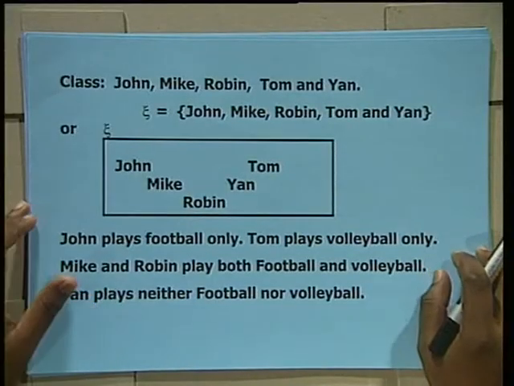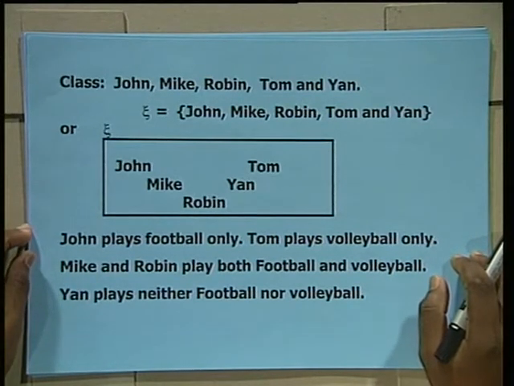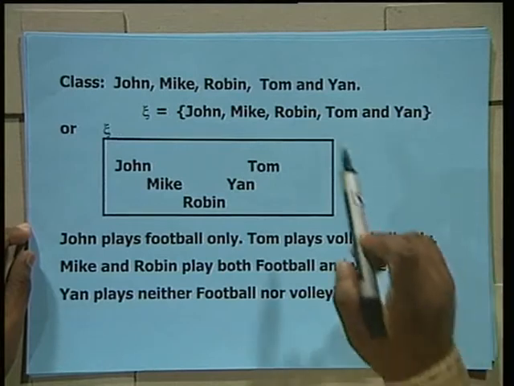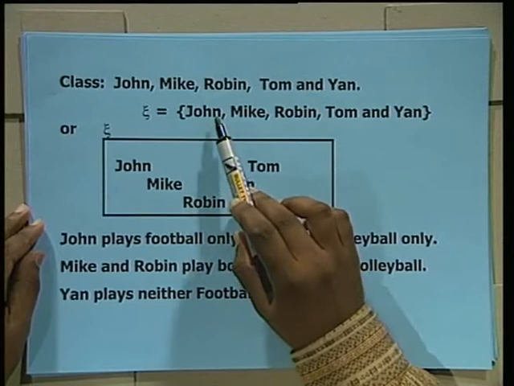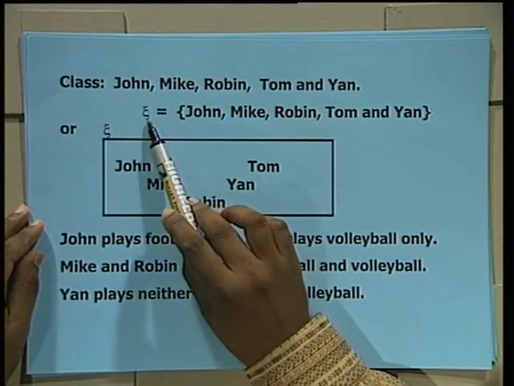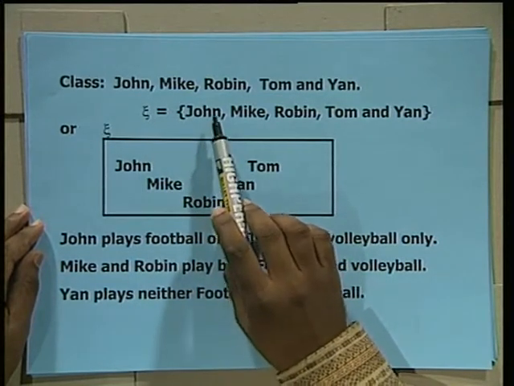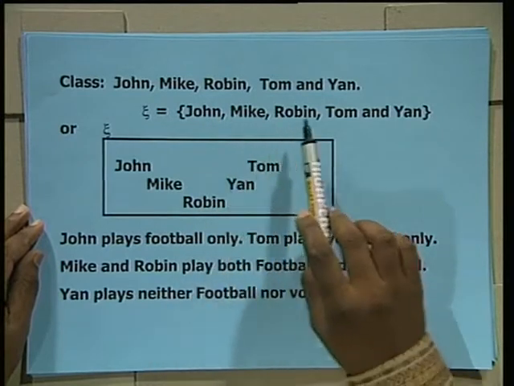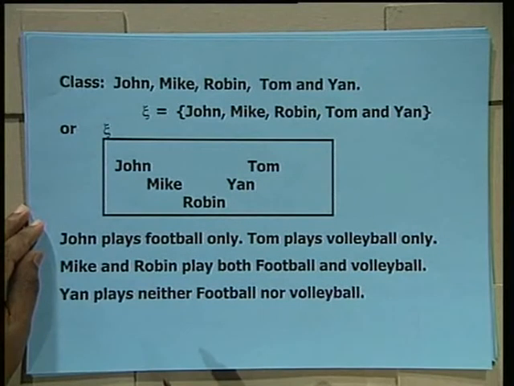Now we are going to look at properties of sets. And to do so, we'll consider a class with 5 pupils, namely John, Mike, Robin, Tom, and Jan. So all the pupils in the class will make the universal set. We write the universal set as the set having the pupils John, Mike, Robin, Tom, and Jan, or we can write it within a rectangle.